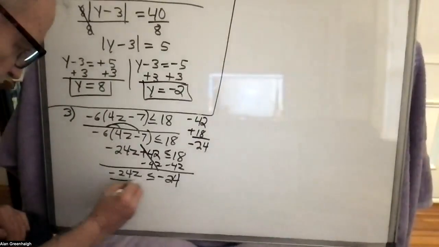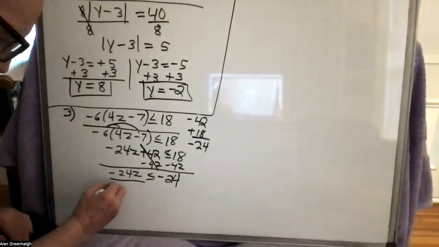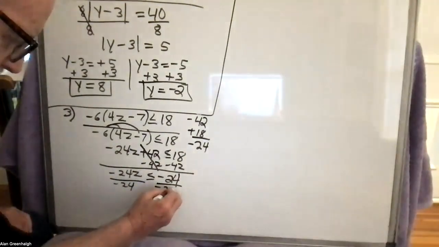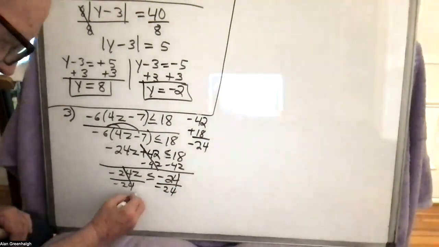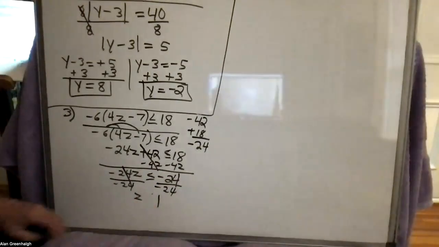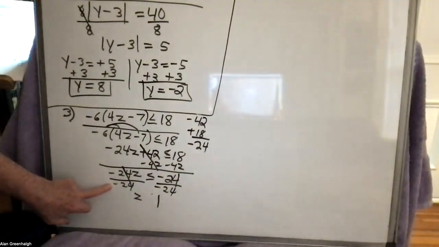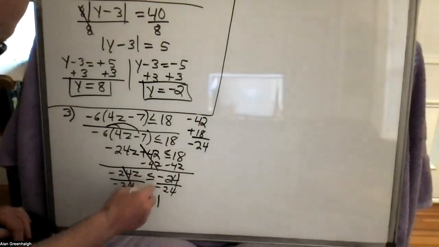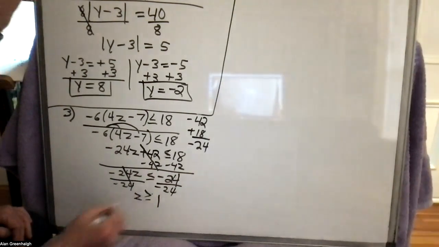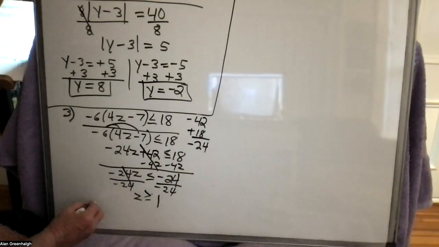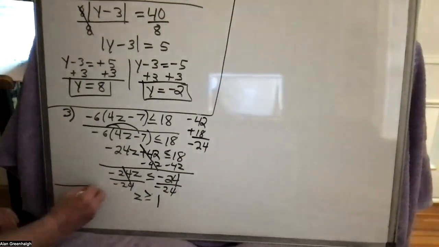Divide both sides of the inequality, not the equation, by -24, and you get z greater than or equal to 1. And because you divided by a negative number, instead of the sign being what it is, you flip it around. And that's what it should look like. And therefore, here's the graph.